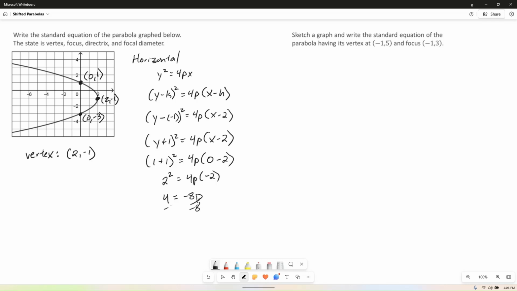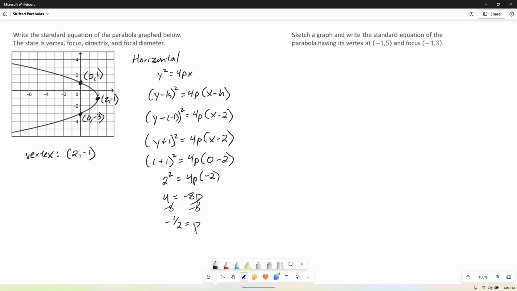And if we divide both sides by -8, we get that p is -1/2. Okay, so because the p-value is negative, that tells me that the graph opens in the negative direction. Since it's horizontal and in the negative direction, that would be to the left, which is the direction that we see the graph opening. So that does correspond. So it looks like we're going in the right direction here.